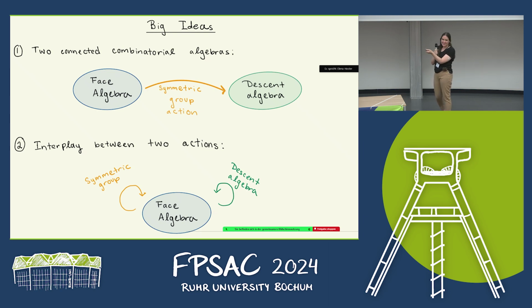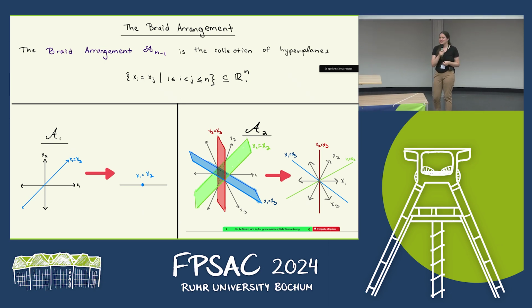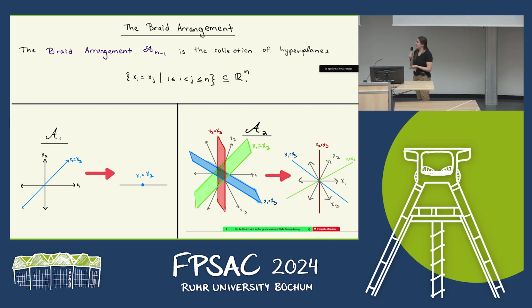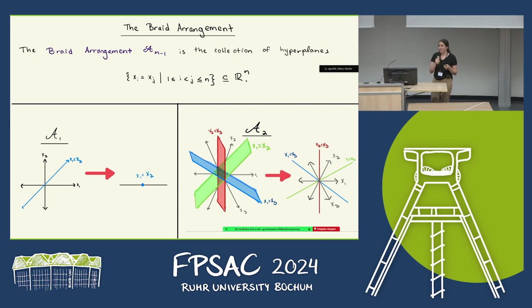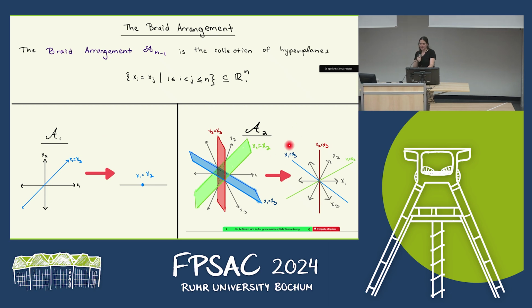So let's start with the first one, explaining the connection between these two algebras. And to define the face algebra, I first need to explain the braid arrangement. The braid arrangement is a popular example of a hyperplane arrangement. It lives in n-dimensional Euclidean space, and it consists of the hyperplanes xi equals xj for all pairs ij between 1 and n. And I've drawn out the example for n is 2 and n is 3 below. As you can see by these red arrows, we often think about them in one dimension smaller by projecting or intersecting with some hyperplane orthogonal to the all ones vector.